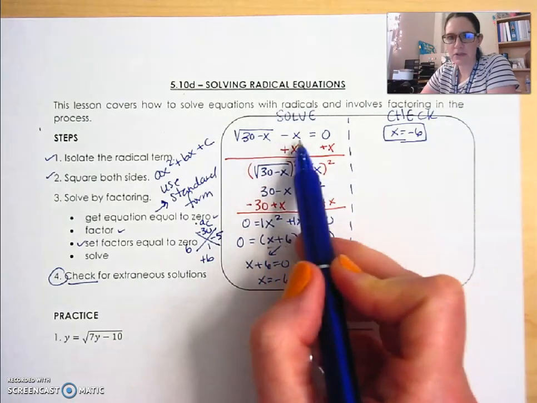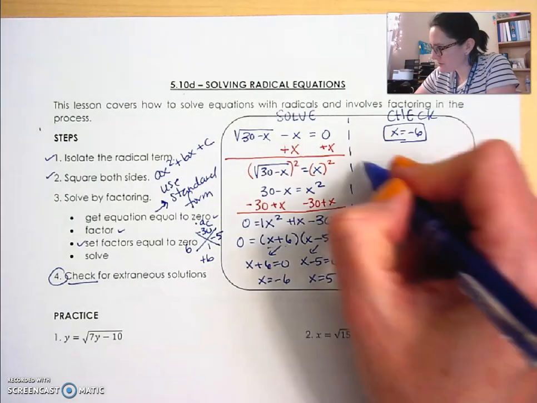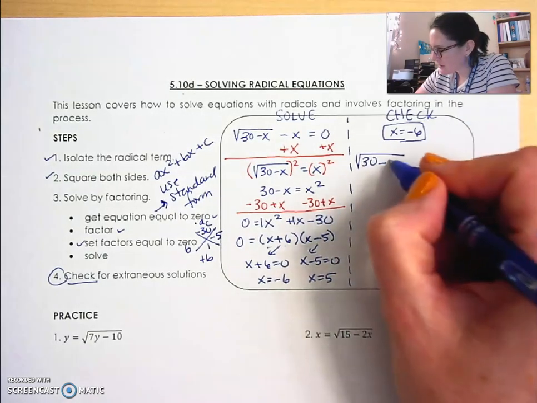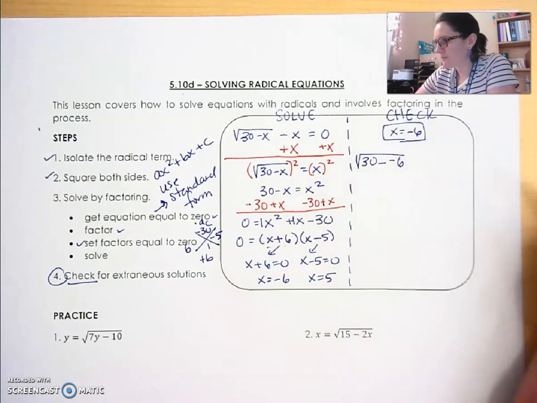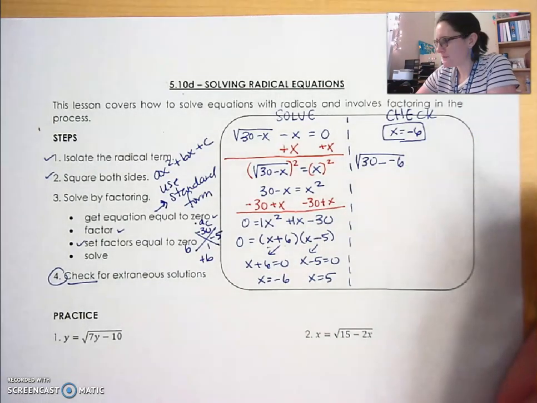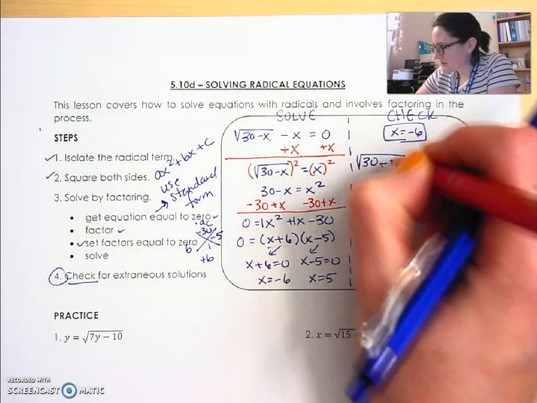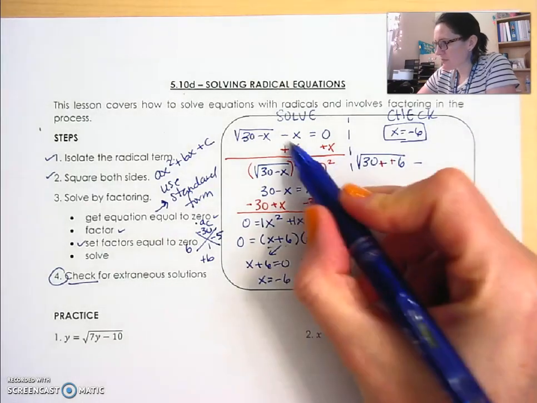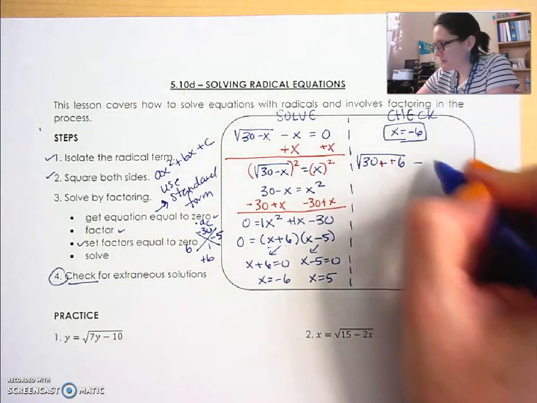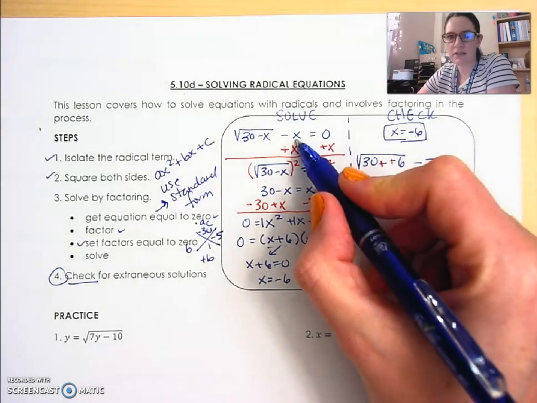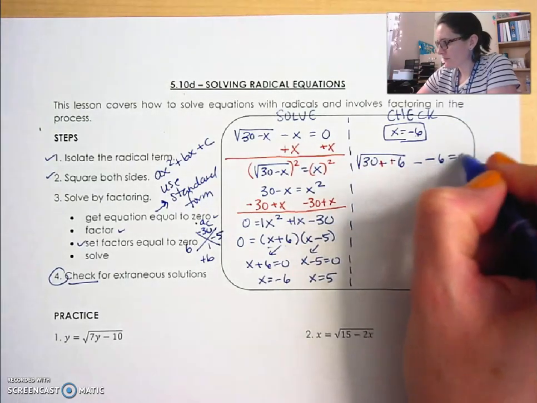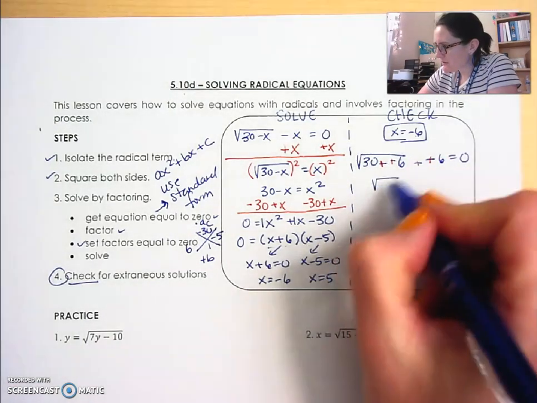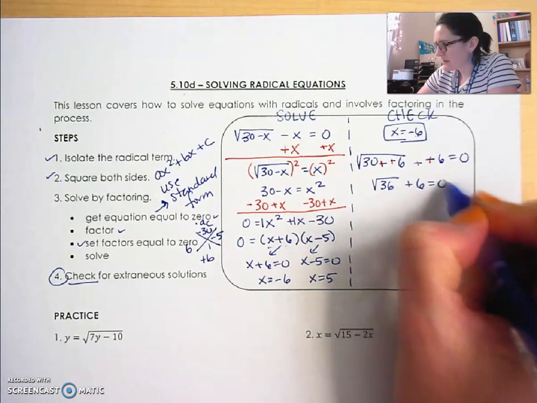I'm going to plug it into my original equation wherever I see an x. So 30, this minus comes from the equation. This one comes from my solution that I'm checking. So 30 minus negative 6, that becomes a plus in here. And then this minus comes from the equation, and this minus comes from plugging negative 6 into that x. And I have another plus situation here. So I have square root of 36 plus 6 equals 0.